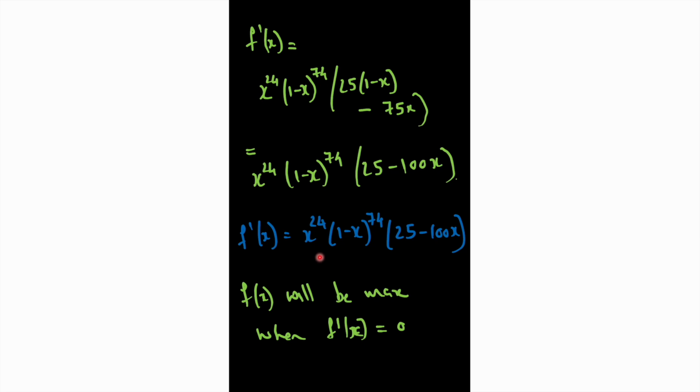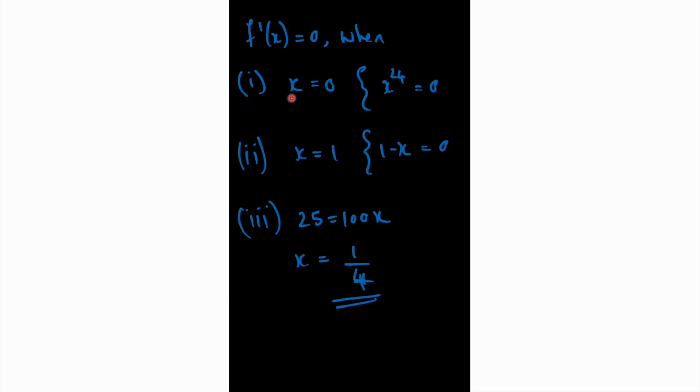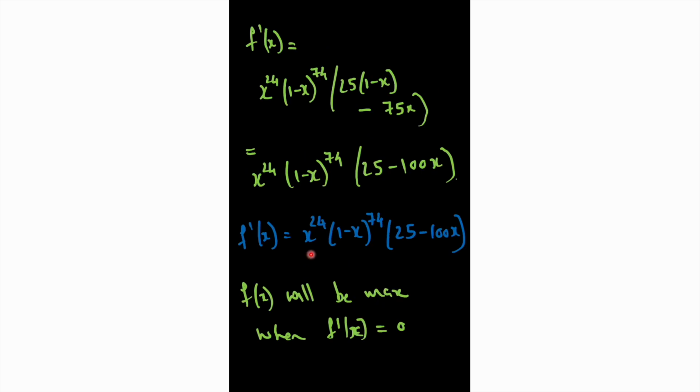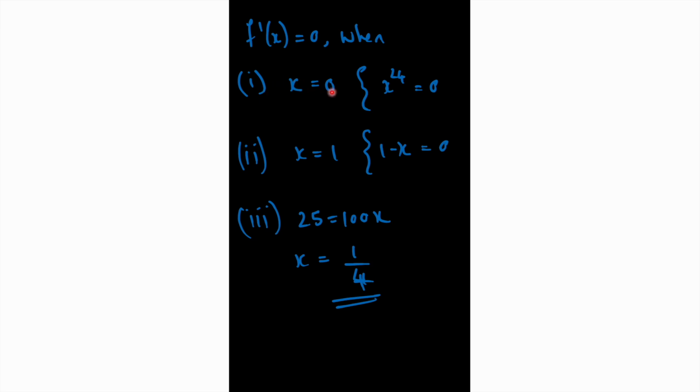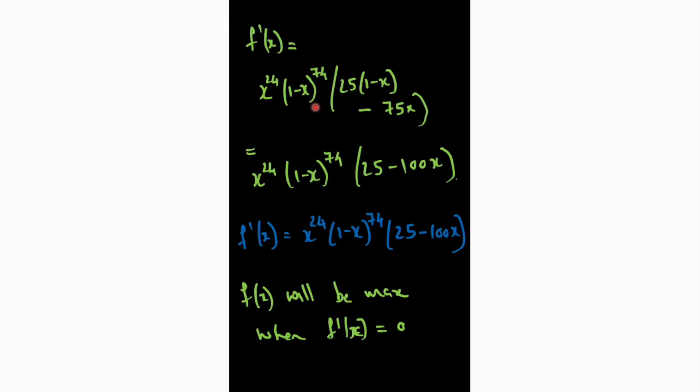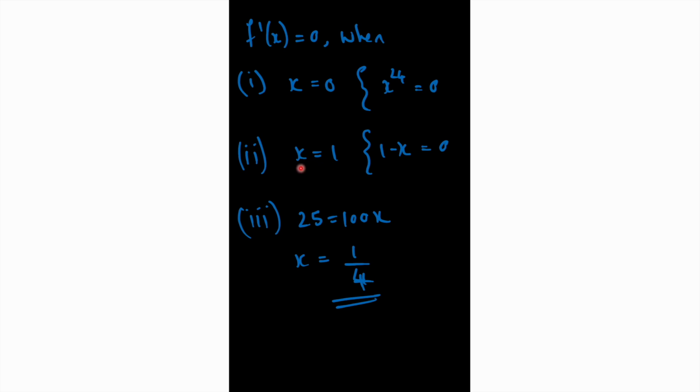And we know when f of x becomes maxima, f dash x has to be 0, right? So let's suppose f dash x is 0. When will it be 0? f dash x can be 0 first when x is equal to 0. Look here, when x becomes 0, the whole term becomes 0. So the first condition is x equal to 0. Second is when 1 minus x becomes 0, that means when x becomes 1, this whole term becomes 0. So the second is x equal to 1.